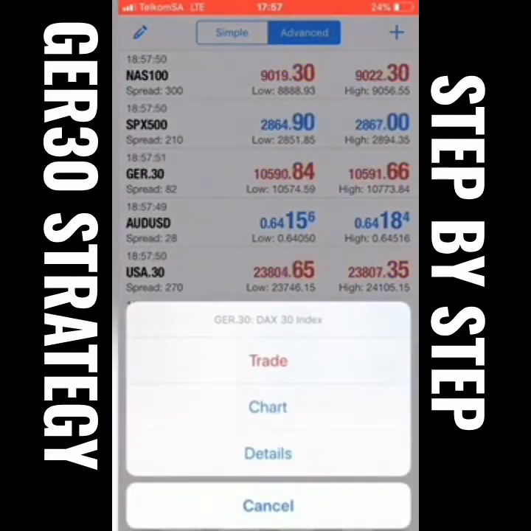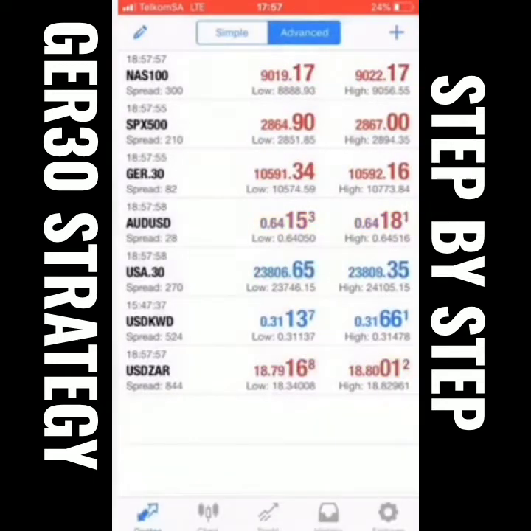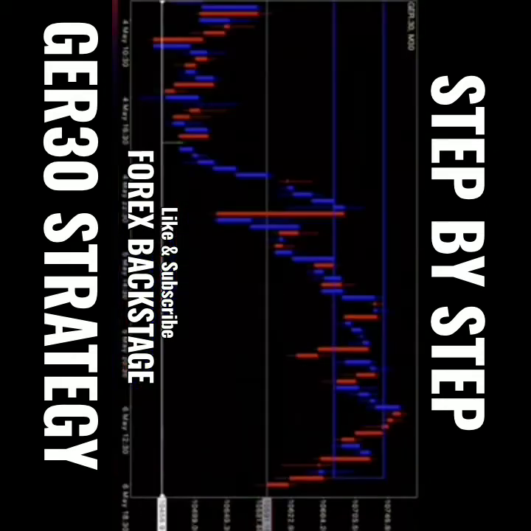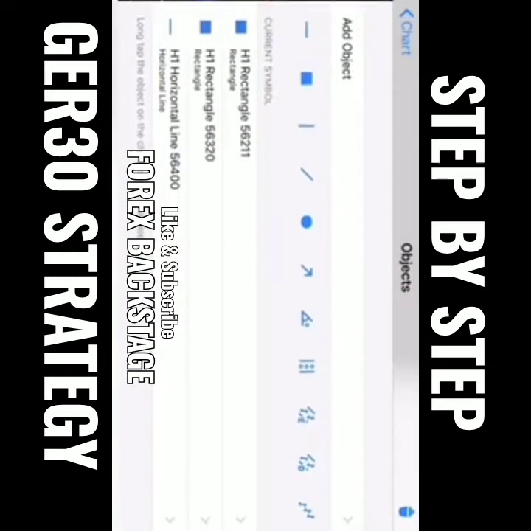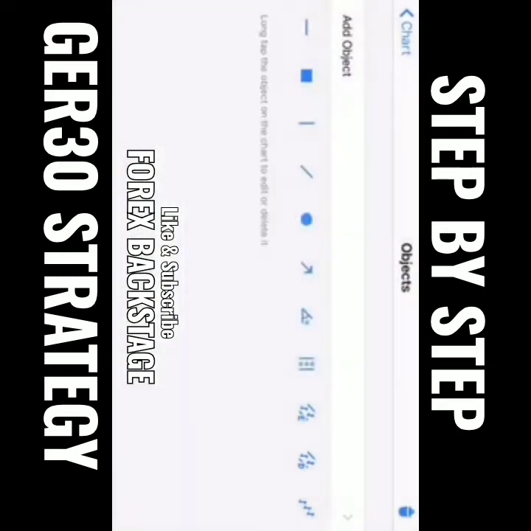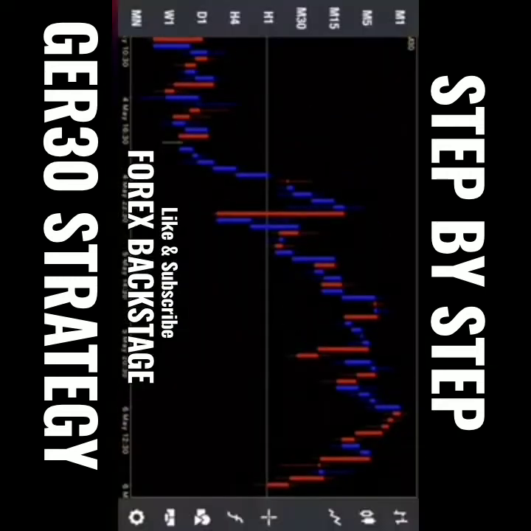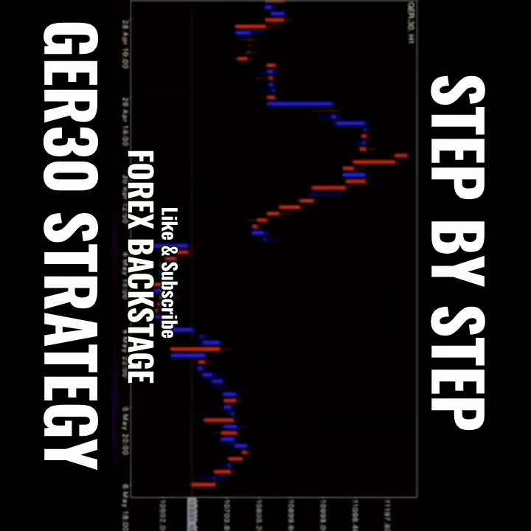You can see there's a pair written GER30. You open that pair and then change your time frame to H1. So normally this is what is happening.